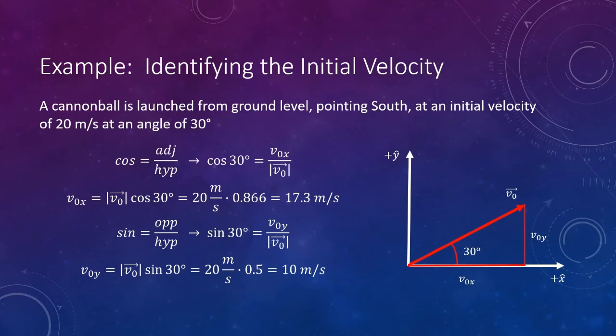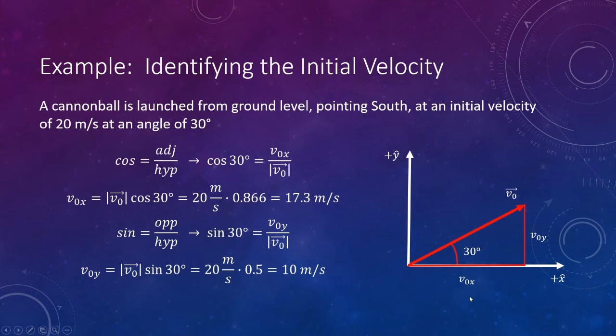So let's look at the initial velocity. So the problem says that the cannonball is launched from ground level pointing south at an initial velocity of 20 meters per second at an angle of 30 degrees. Whenever you're given a vector like this in terms of a magnitude and angle, it's useful just to draw out that vector. So this is an illustration of just the initial velocity. It's not the trajectory of the particle. But here we have the initial velocity. It's 30 degrees above ground, and it has a y component and an x component.